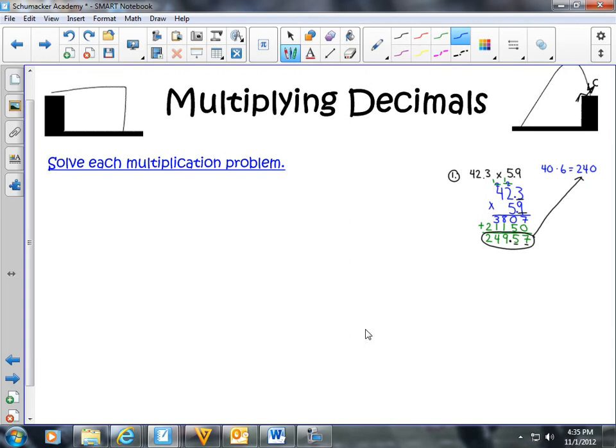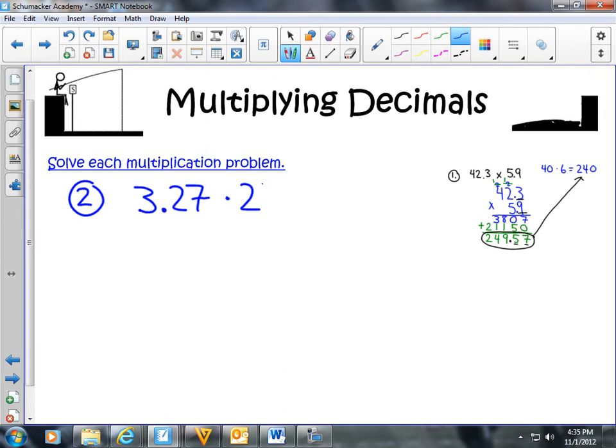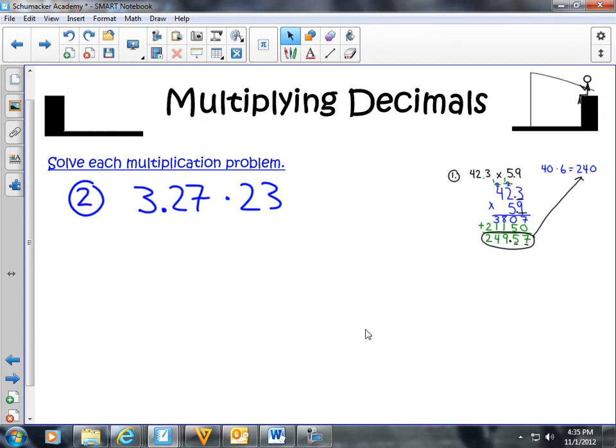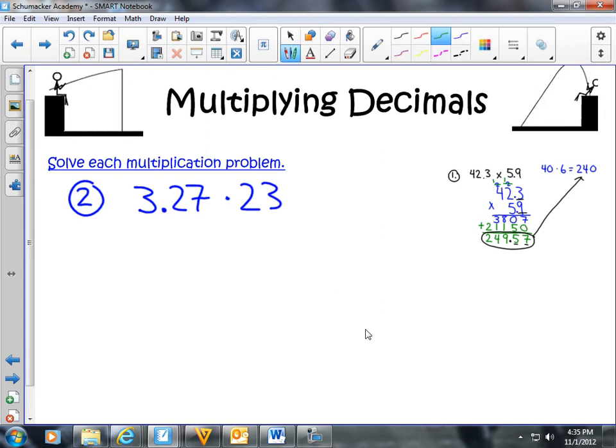Let's go ahead and try another problem. Let's say in this problem, we're going to do a whole number times a decimal. So in this problem, we'll do 3.27 times 23. Again, I like to have an estimate just to make sure I'm correct. So I'm going to make the 3.27 into a 3. And if I want to make it really easy, I'll just make 23 into 20 or 25 even. I'll do 25. And so 3 times 25, that's 3/4 of 100, which equals 75.